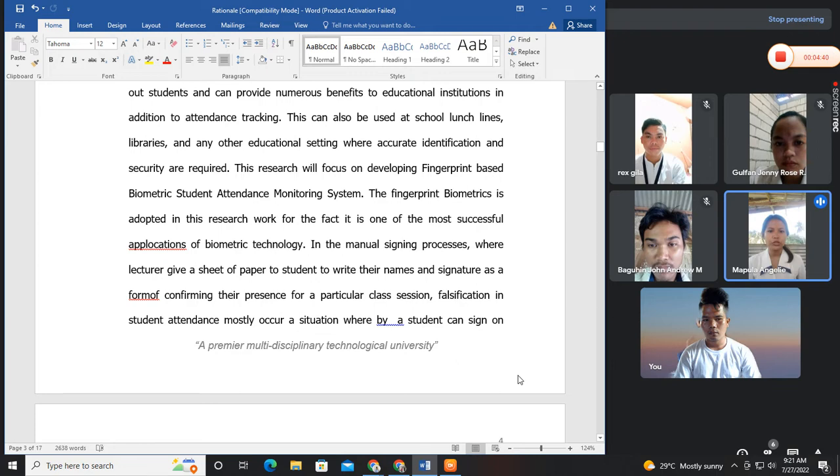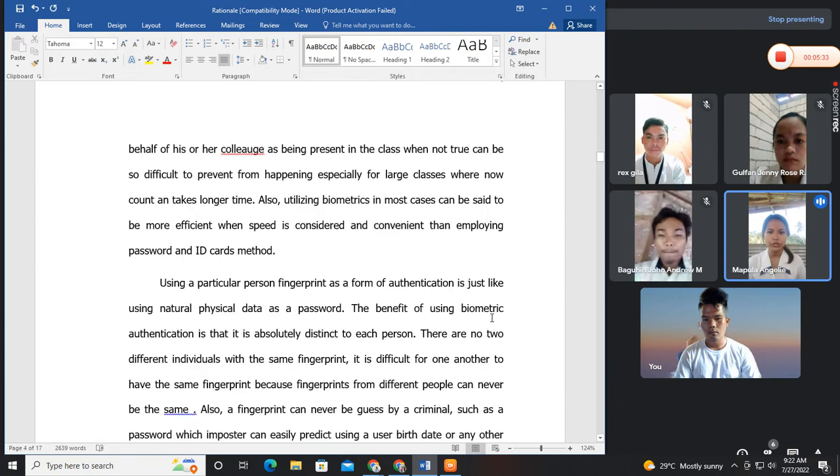Also, utilizing biometrics in most cases can be said to be more efficient, when speed is considered, and more convenient than employing passwords and ID cards. Using a particular person's fingerprint as a form of authentication is just like using natural physical data as a password. The benefit of using biometric authentication is that it is absolutely distinct to each person.